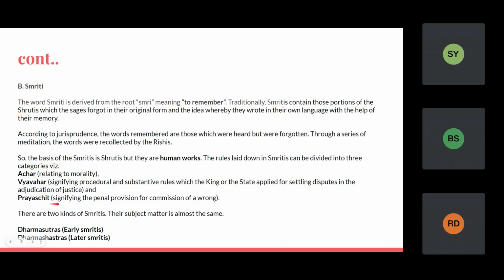Then what is prayashchita? Prayashchita, the third category laid down in Smriti, has to do with penal provisions, that is, punishment. What sort of punishment is to be given for what sort of crime was included in this third category. Hindu law believed in the philosophy that for every wrong, that person has to undergo prayashchita. This can be done only when he is given some punishment. Only then can he have the realization that he has done some wrong.